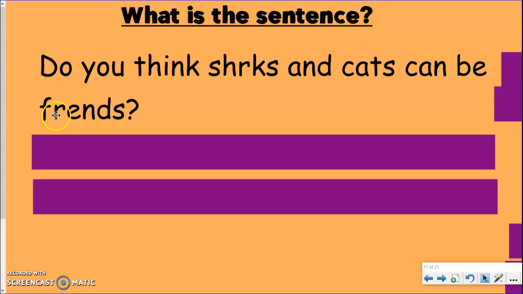Now, look right here. This letter F. Does that need to be capitalized? Is that the first word in our sentence? No, that's not the first word in our sentence. The first word in our sentence is do. Do you think sharks and cats can be friends? Well, friends is not just the full sentence, right? We need all of these words before friends, so we know that that is not the very beginning of our sentence, so we do not capitalize that letter, even though it starts this line. That doesn't mean it starts the sentence. All right, let's go to our next sentence.